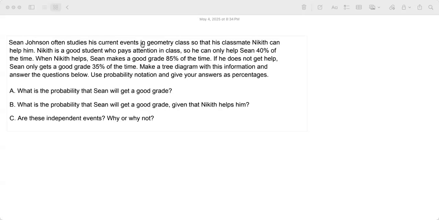Okay. So first question is, what is the probability Seen will get a good grade? Draw the tree diagram. There are multiple scenarios he'll get a good grade. So you need to be careful.